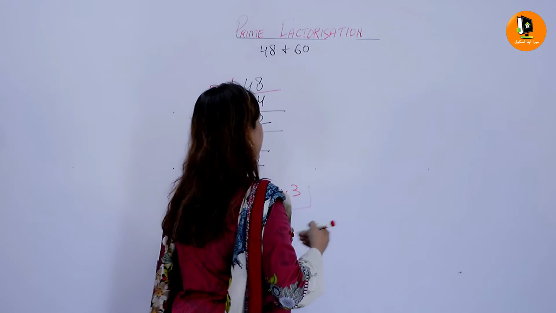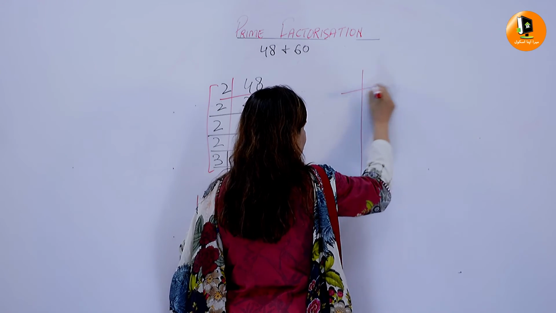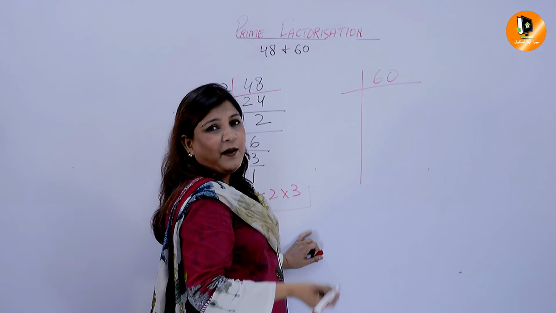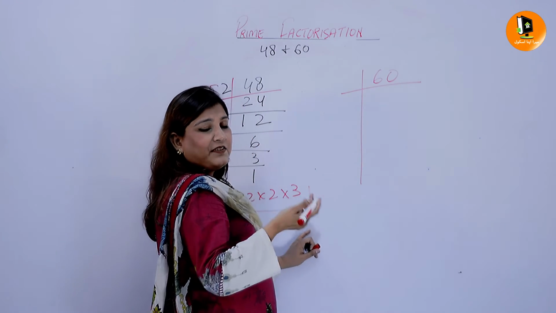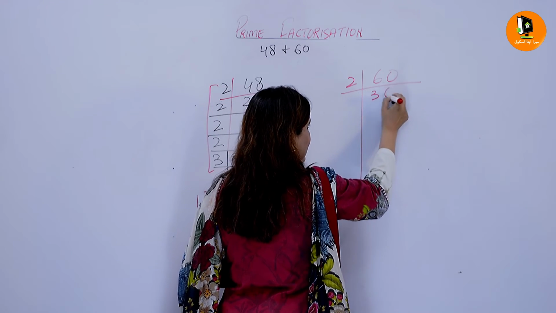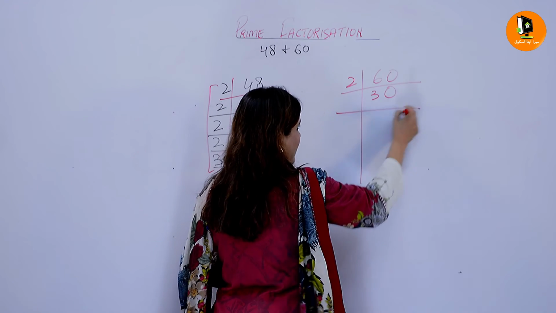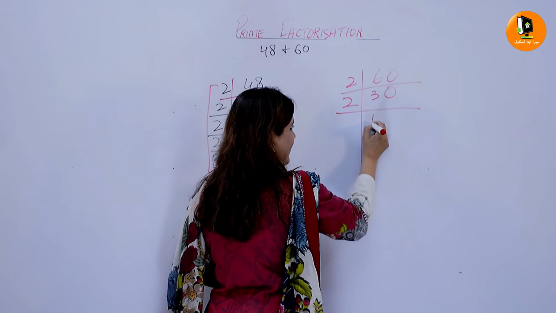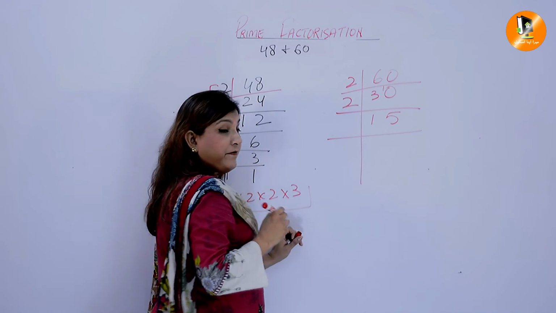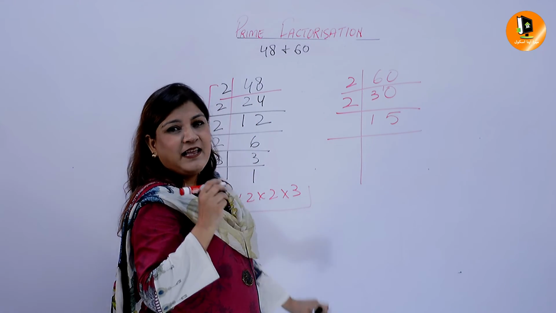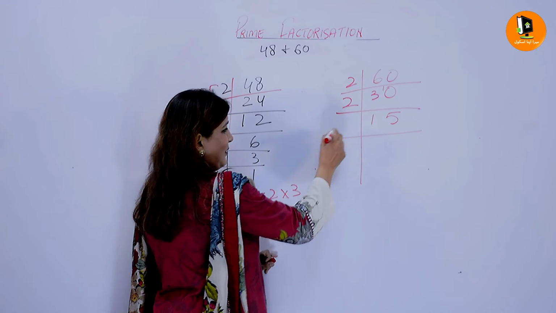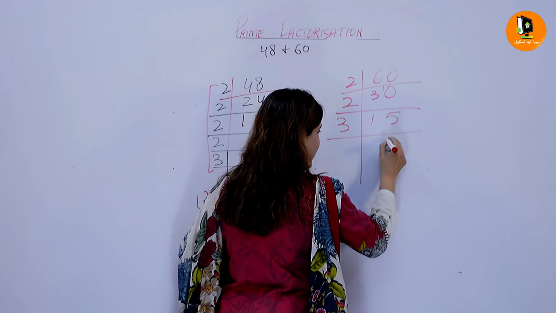Let's find the prime factors of number 60. As 60 is also an even number, we divide by 2. 2 threes are 6 and 0 as it is. Again by 2, 2 ones are 2, 1 carry, 2 fives are 10. Now 15 is not an even number, it's an odd number. It comes in which table? It comes in the table of 3, 3 fives are 15.